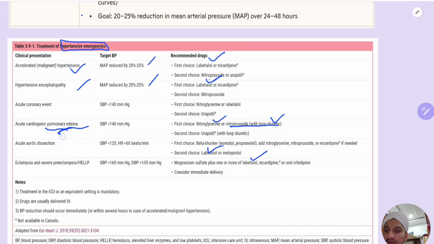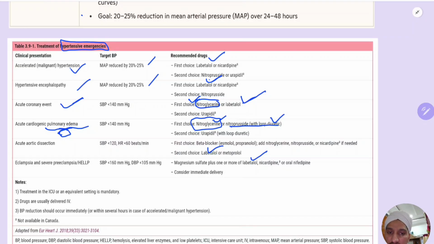Why? Because it is a beta blocker, no? So it will reduce in acute events. Beta blockers are not used because they will aggravate the heart failure. In an acute coronary event we can use labetalol, but in cardiac emergencies, remember, nitroglycerin is the first choice. So in infarction you can use labetalol, but in acute pulmonary edema you can't use it.